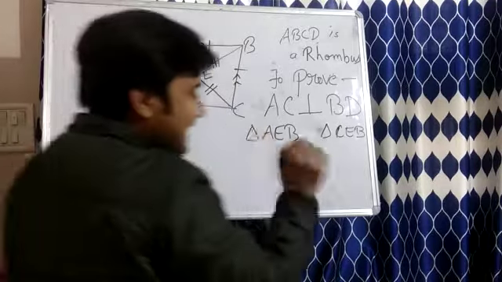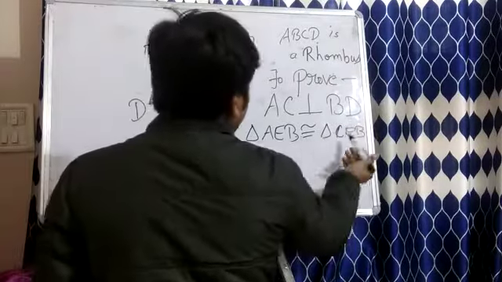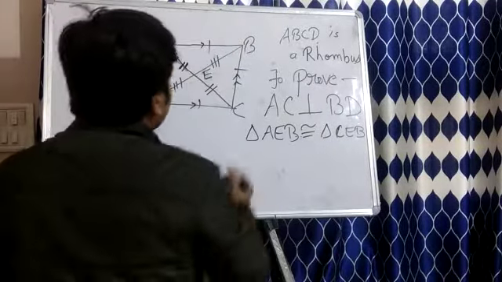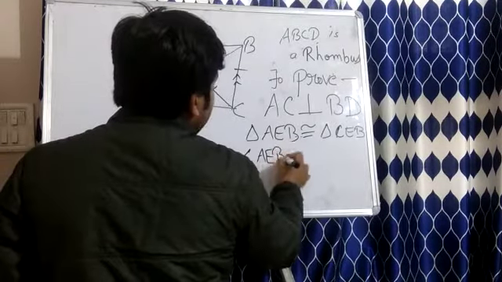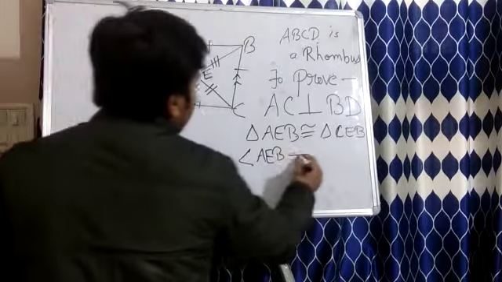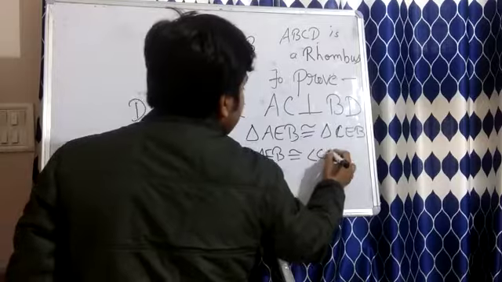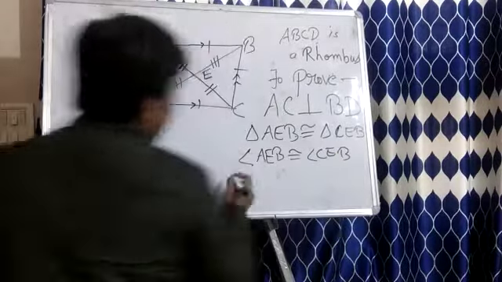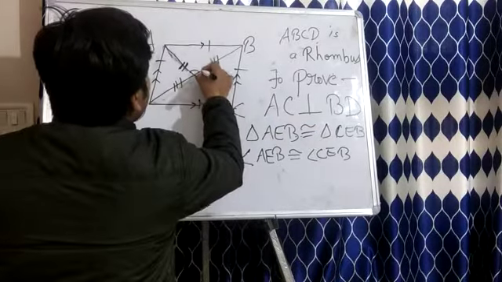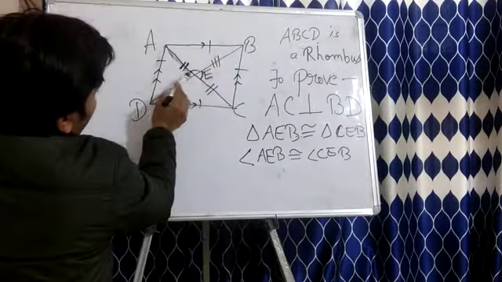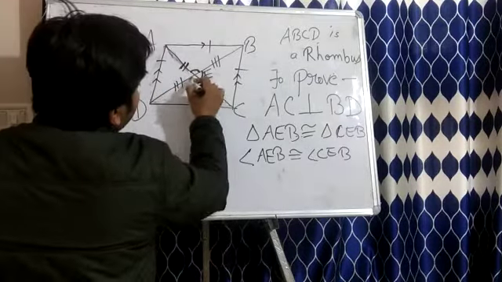If these two triangles are congruent, then their corresponding angles will also be congruent. So angle AEB will be congruent to angle CEB. Why? Because these two are corresponding angles of congruent triangles. Therefore this angle will be equal to this angle. If this angle is on a straight line, then this angle will be equal to this angle. Why? Because they are vertically opposite angles. Similarly, this angle will be equal to this angle.